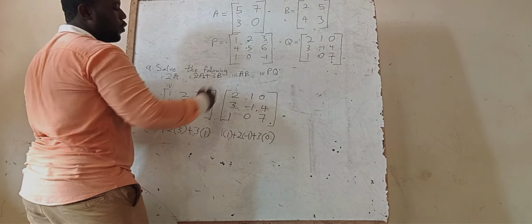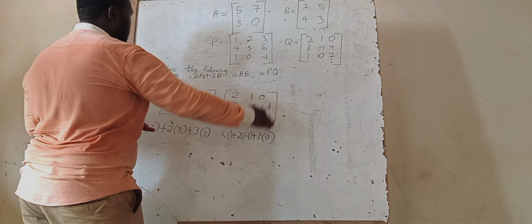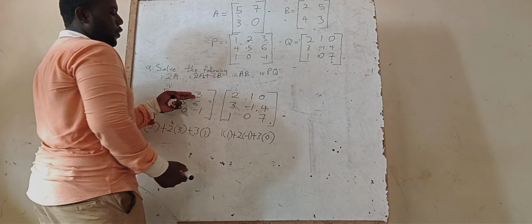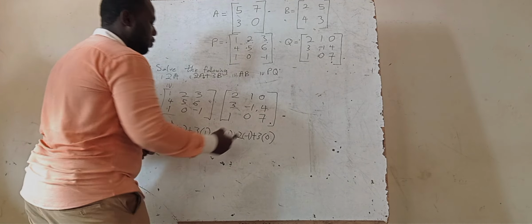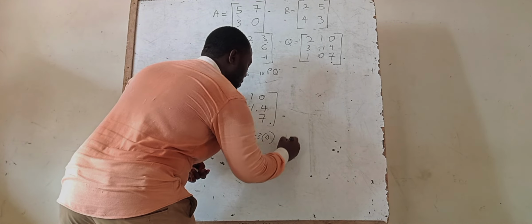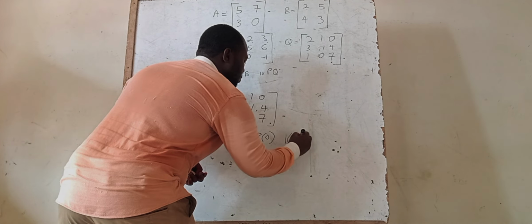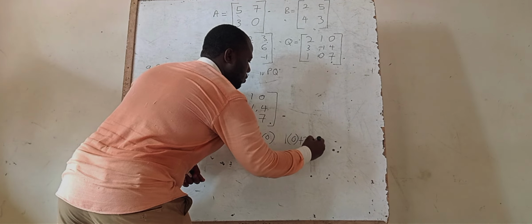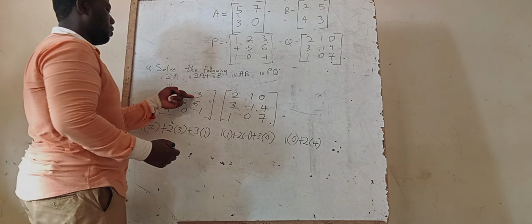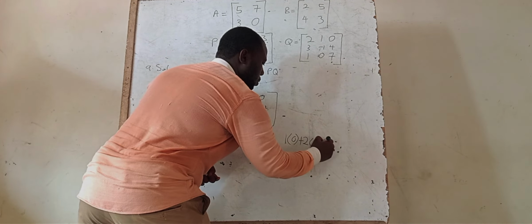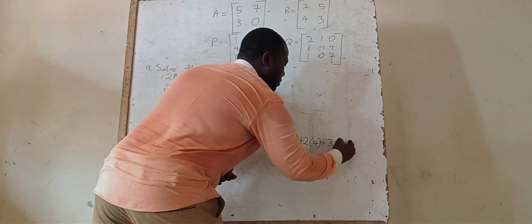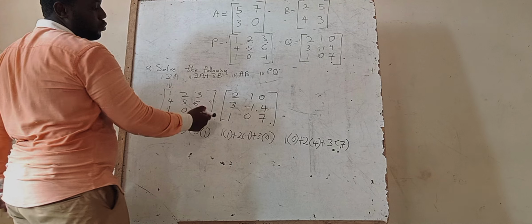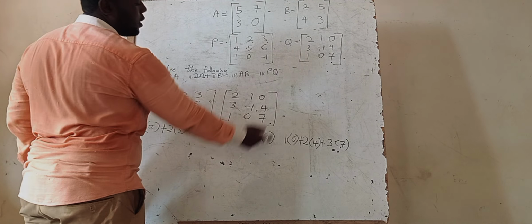I will move on to the next column. 1 will take on this column. 1 will take on 0. 2 will take on 4. 3 will take on 7. Let's do that. 1 will take on 0. 2 will take on 4. 3 will take on 7. Now let's move to the next row. The next row too will take on this column, and this column.